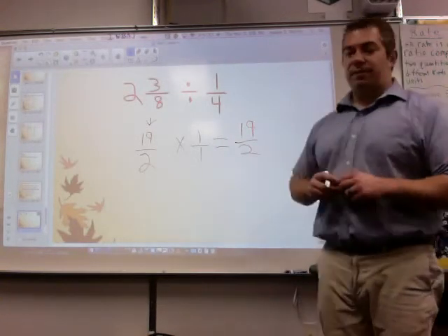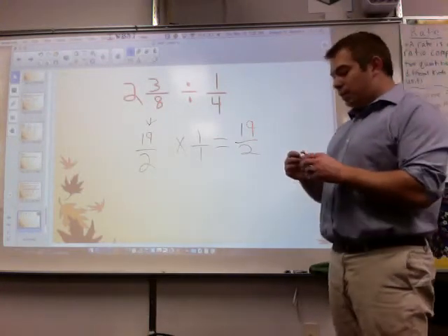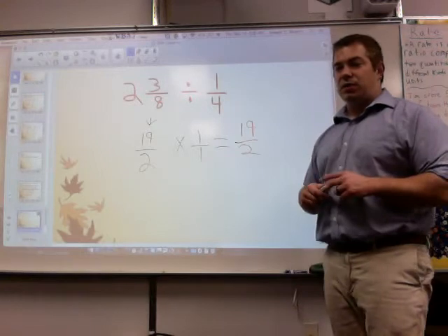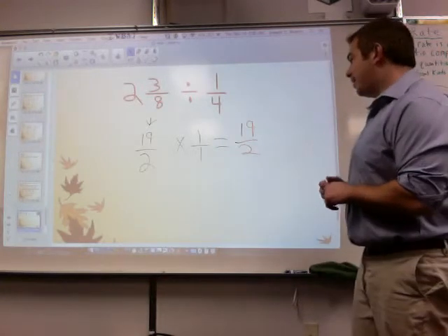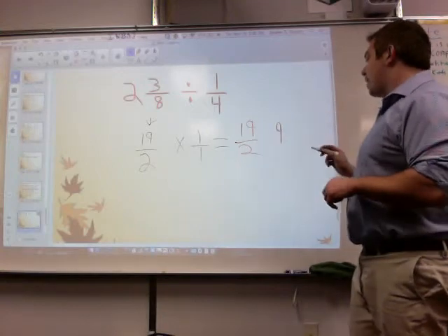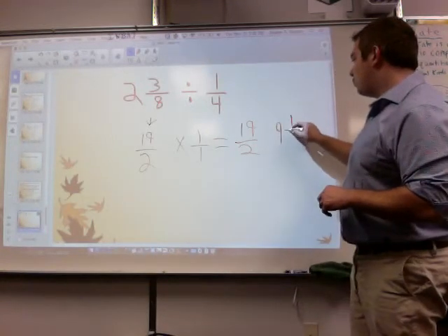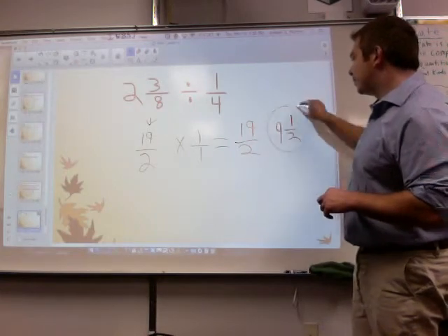Last step is to simplify or turn back into a mixed number. And 2 can go into 19, not evenly, but 2 can go into 18 9 times. So I have 9, and then 18 is only 1 away from 19. 9 and 1/2 is my answer.